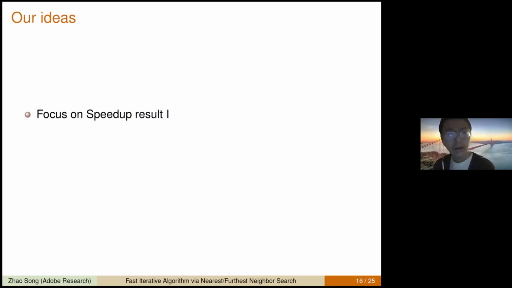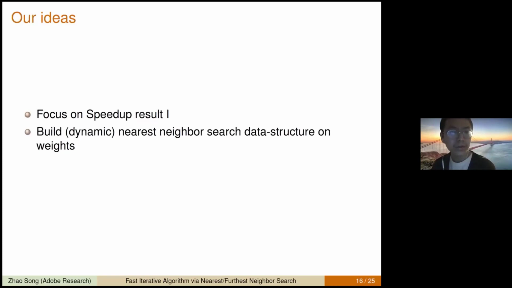In the talk, I will focus on the speedup result for the first part, where we build a dynamic nearest neighbor search data structure on weights.